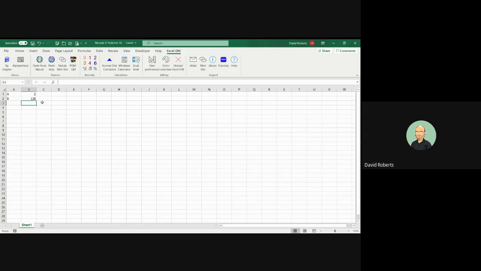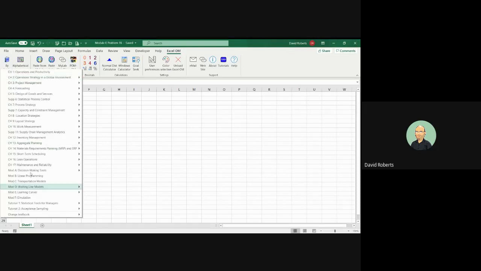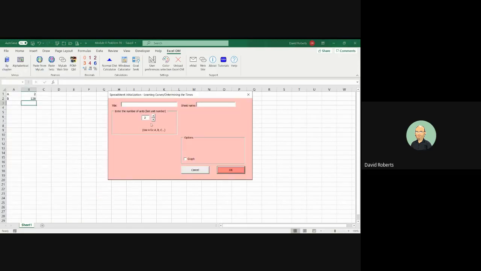So we're going to go to chapter, Module E. We're wanting to determine the times in this particular case. So what is the expected price? The last unit is actually 128.